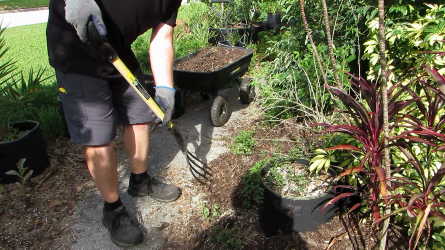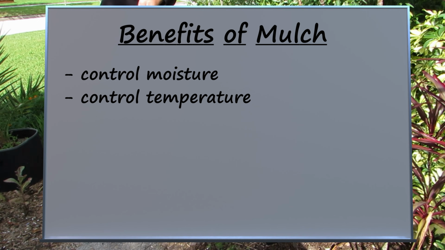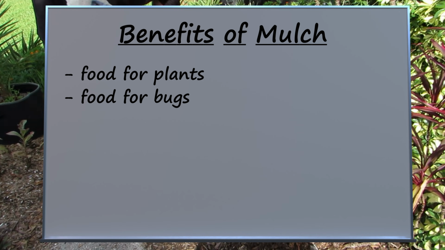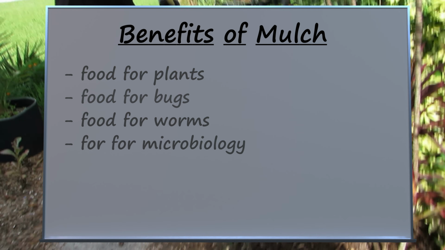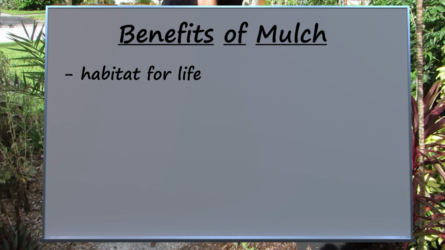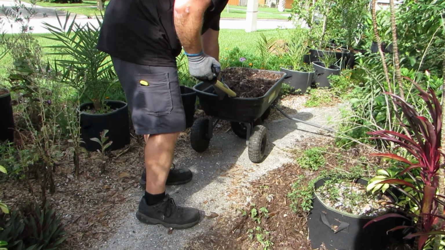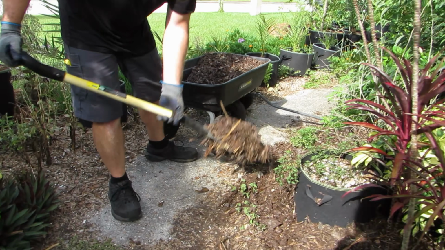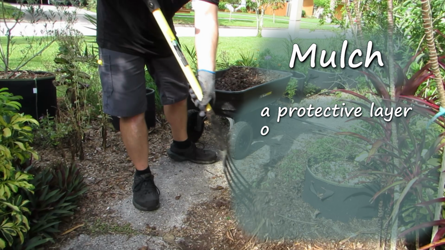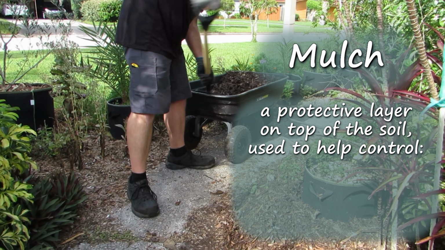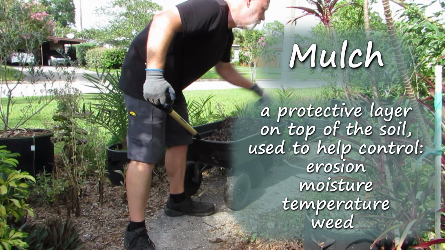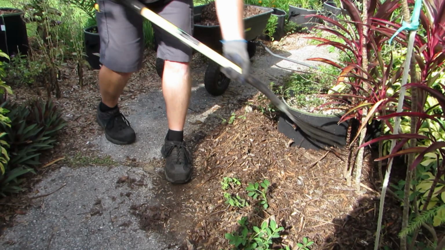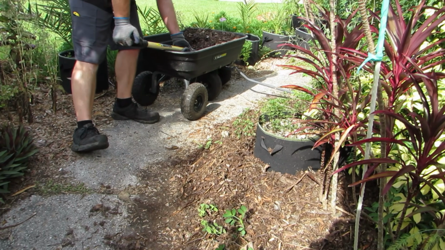When mulch is used correctly, it helps to control moisture, temperature, weeds, and erosion. It provides food for plants, food for bugs, food for worms, and food for microbiology. It also provides habitat spaces for a diverse number of living creatures. It's full of life, it feeds life, and it protects life. By definition, mulch is a protective layer on top of the soil, used to help control erosion, moisture, temperature, or weeds. It is typically, but not always, a biodegradable organic material that can enrich the soil as it breaks down.